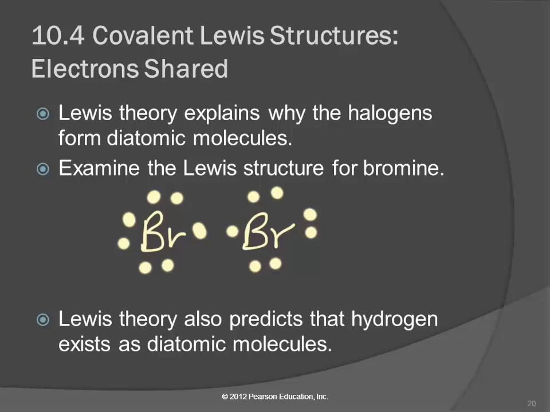But if you get 2 of them together, we could have them share a pair of electrons, and now they're happy. They've got an octet. Okay, obviously, atoms are inanimate objects, and they can't be happy or sad. But that's a lower energy state, and so that's something that's favorable, because lower energy is like a ball rolling down a hill. Okay, things are going to go to the low point. Lewis theory also predicts that hydrogen exists as a diatomic molecule. Let's look at hydrogen.